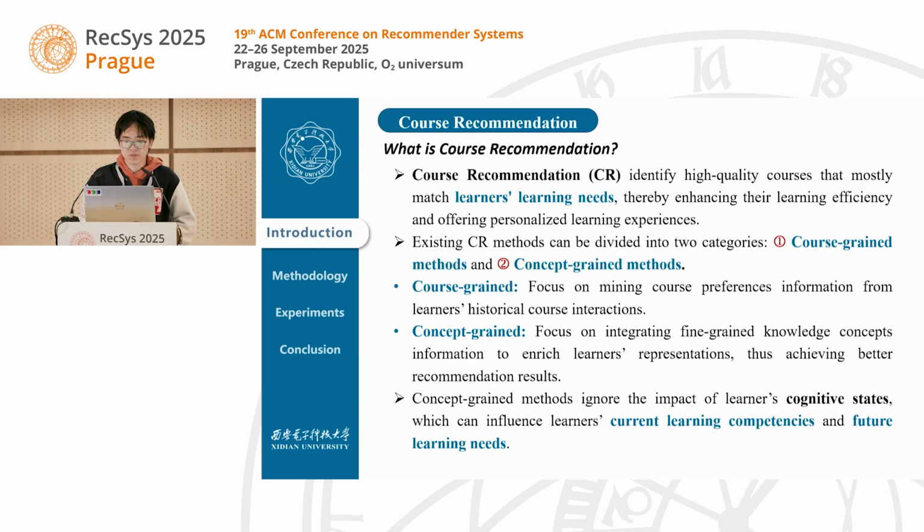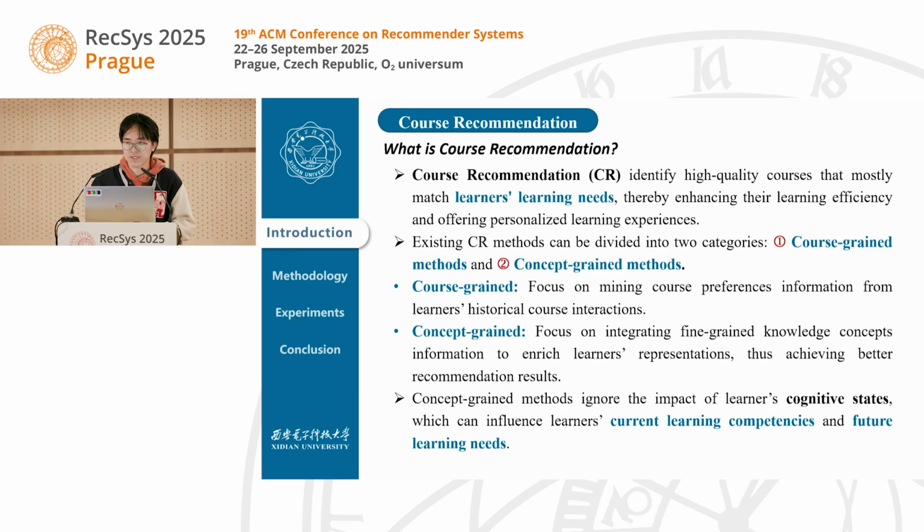Basically, what we call course recommendation is that we want to recommend courses that meet the learner's real-world learning needs. There are lots of platforms like MOOC websites, and we collect learners' interaction data on different kinds of courses and recommend what meets their real needs.